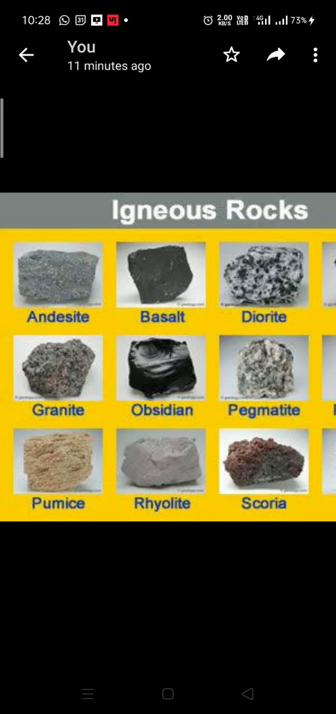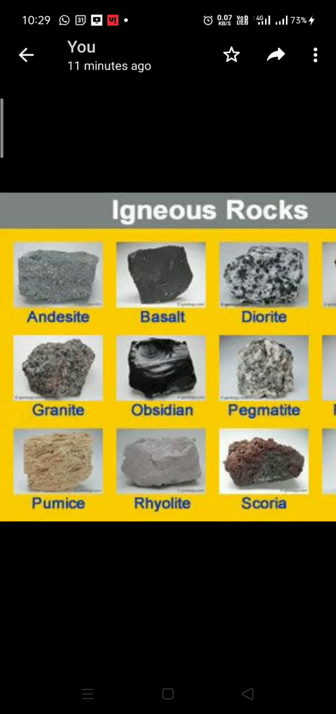And sometimes because of heavy storms, even the rocks move from one place to another. So these are different transportation agents which break the rocks into smaller parts. These are all called sedimentary rocks.